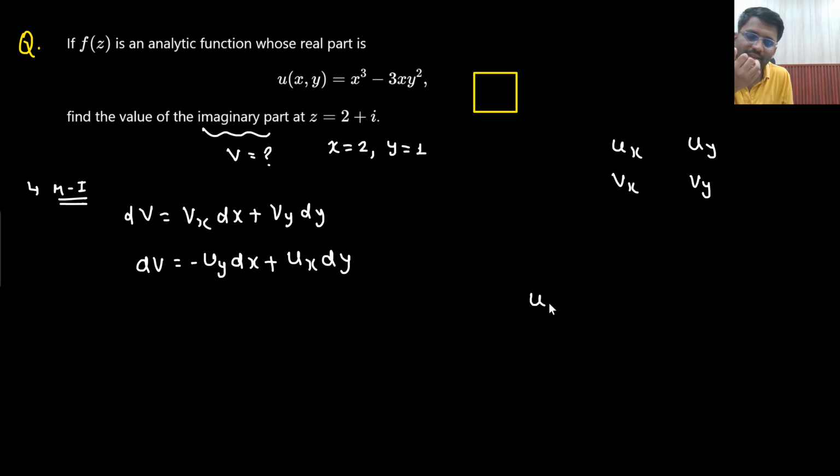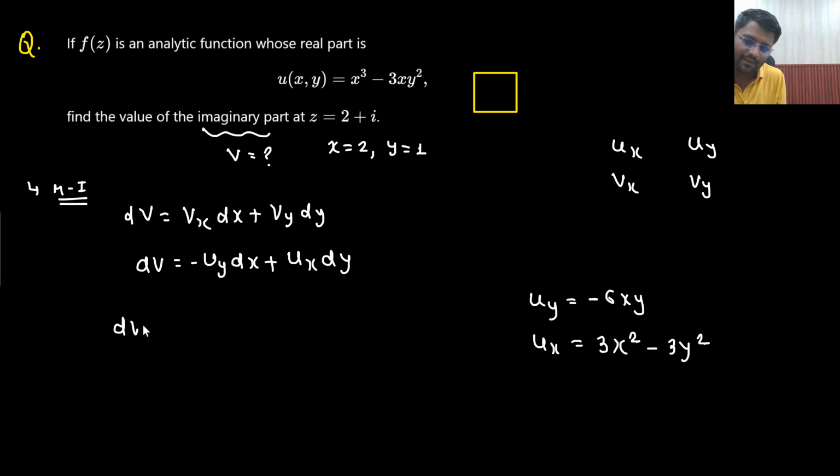So what will be your partial differentiation of u with respect to y? That would be minus 6xy, and partial differentiation of u with respect to x would be nothing but 3x square minus 3y square, right? With respect to x you are doing. So you put it here, dv would be equal to 6xy dx plus (3x square minus 3y square) dy.